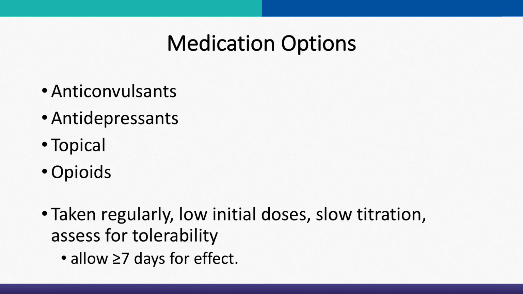General guidelines to treating neuropathic pain are to take the medications regularly, starting with a low dose and slowly increasing it as tolerated. These medications should not be increased too quickly, as it may take 7 days or more before they exert their full effect.